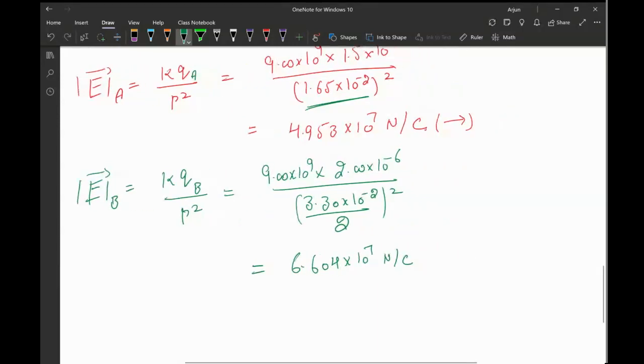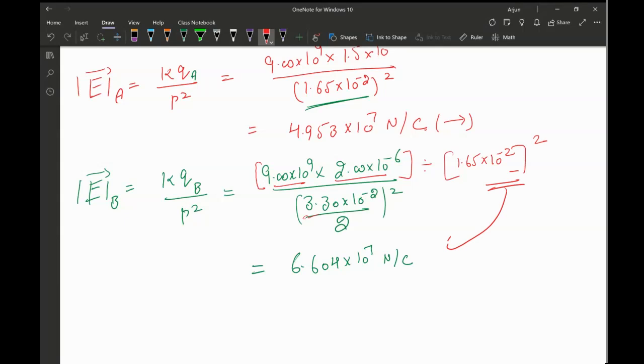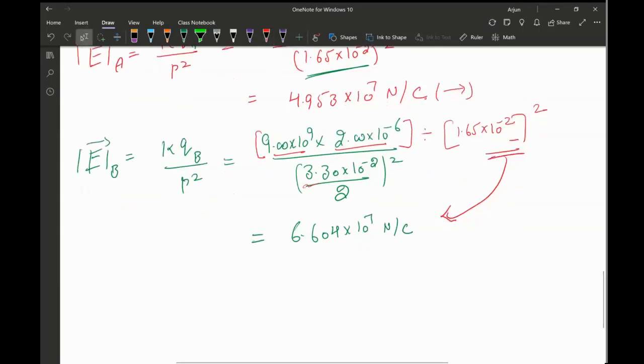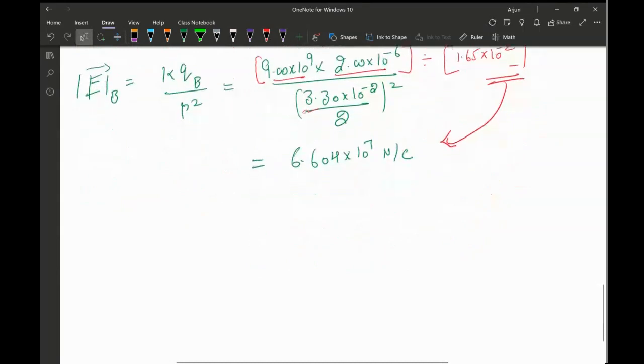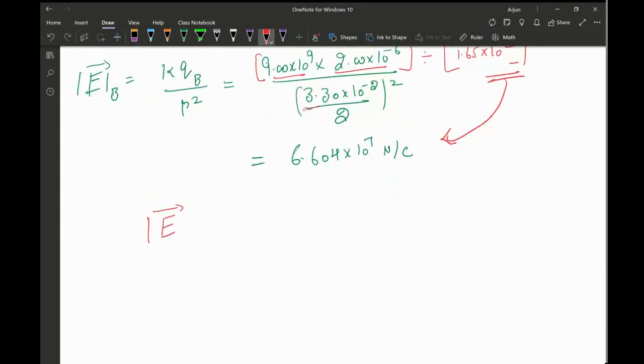Again, if someone doesn't know how to do the calculation, make sure you put everything in the bracket. Start with the bracket, use this term, then multiply with this term, and then you can divide by whatever this value is. So 1.65 times 10 raised to power negative 2, and then square it, and then you will get the right result. Now we got both the values EA and EB, and I have to find out the net E. E net will be equal to EA, which is towards the right, so this will be positive, plus EB. Right now I'm going to write just an addition. Later on I'll put the signs.